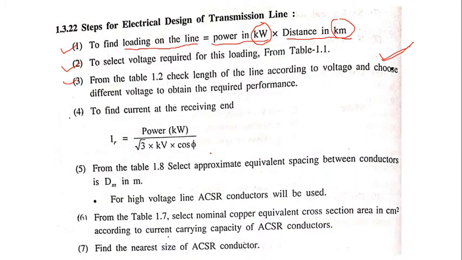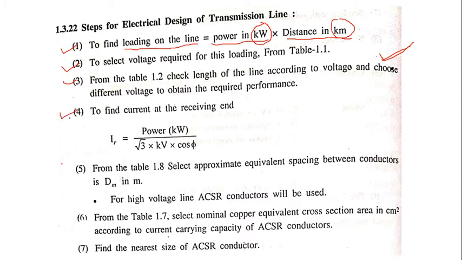Next, to find the current at the receiving end, we have the equation IR is equal to power in kilowatt, which we already have in the example, divided by root 3 times kV, which we already found from table 1.1 or 1.2, times cos phi. So we are going to get our value of IR.